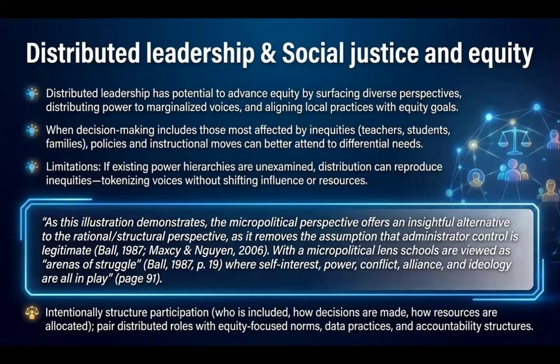So, intentionally structured participation: who is included, how decisions are made, how resources are allocated, paired with distributed roles, equity-focused norms, data practices, and accountability structures. So basically, all of the teams and all of the resources in the school need to come together as a cohesive unit.